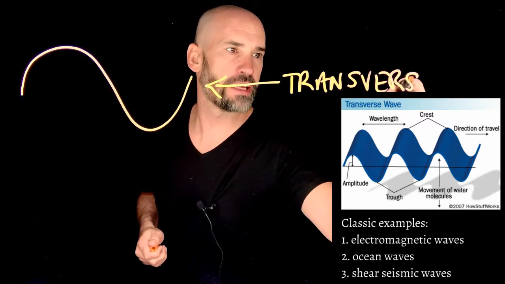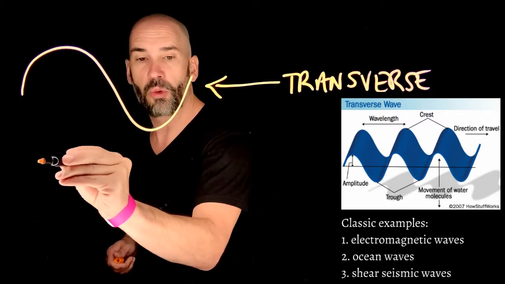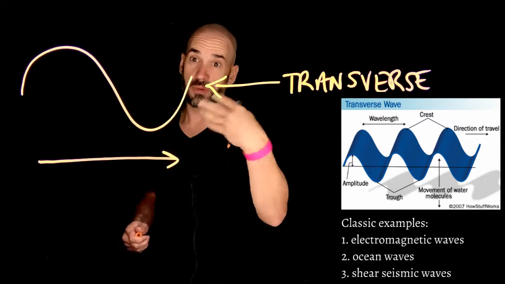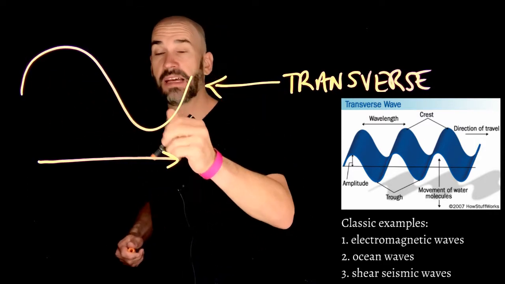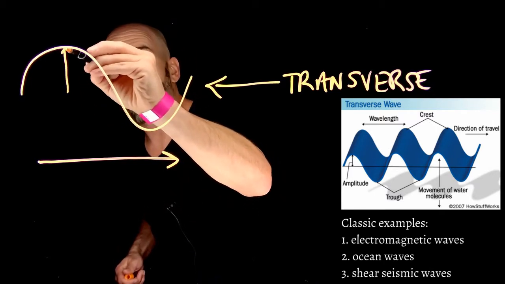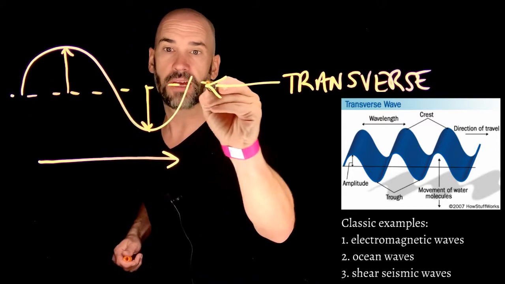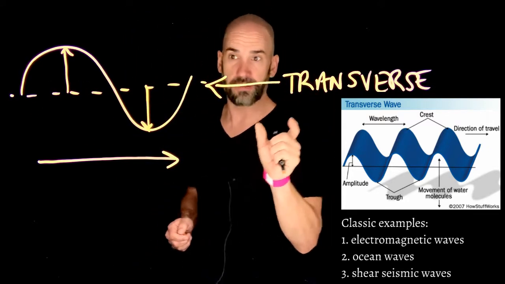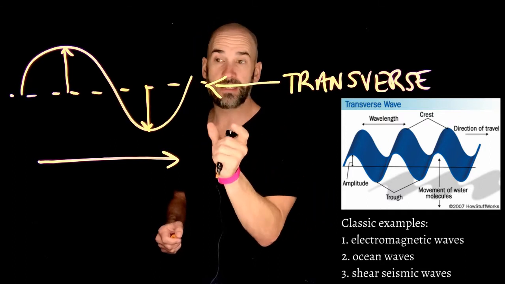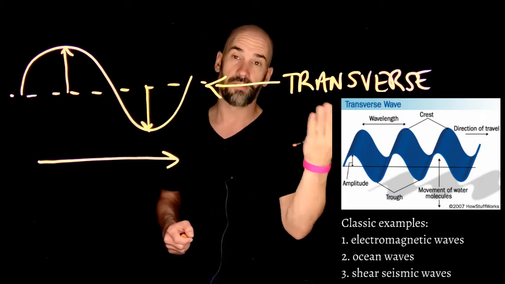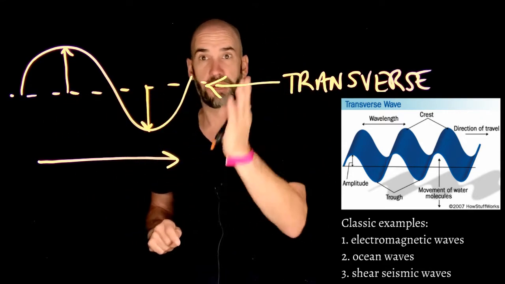And what makes a transverse wave is that while the wave propagates in this direction, propagates means move, right? So the wave moves from here to here. The oscillations, the vibrations in the wave are up and down. So in other words, in a transverse wave, the vibrations or oscillations in the wave are perpendicular to the direction of propagation of the wave. So the energy is moving this way, but the wave itself is vibrating up and down.